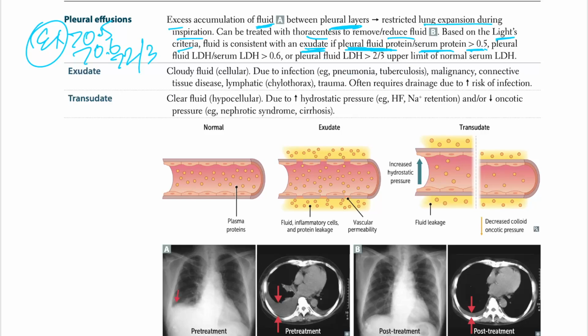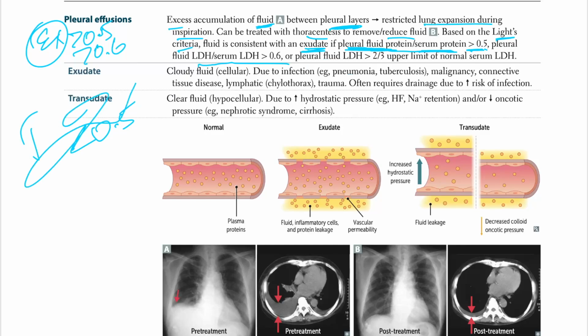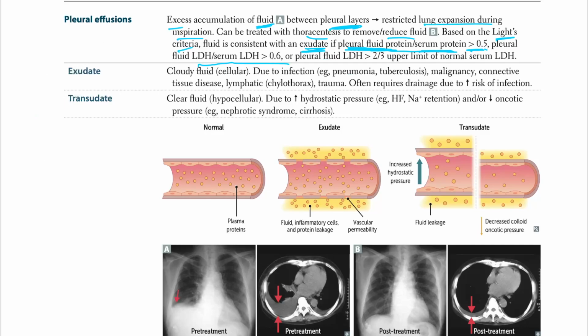So exudate you will see is greater than 0.5 of your pleural fluid protein to serum protein, and greater than 0.6 of your pleural fluid LDH to serum LDH concentration. You call it exudate. And the other way, the transudate is going to be less. So the mnemonic here is exudate is extra. E for exudate, E for extra, and extra means, you always know, more. Greater than 0.5, 0.6. The other way is transudate. Transudate is less than 0.5, 0.6.